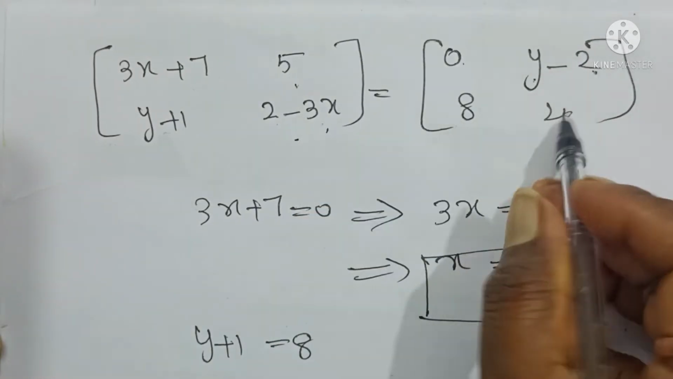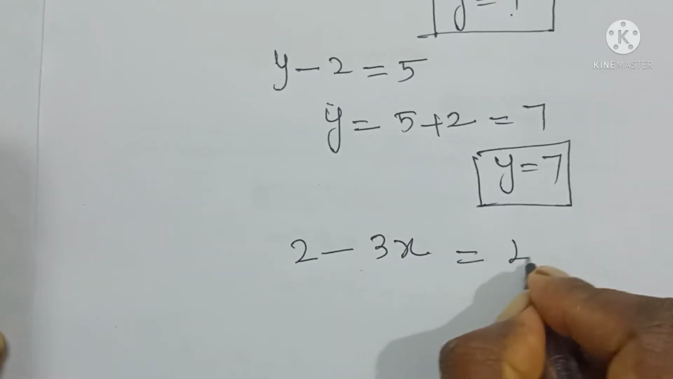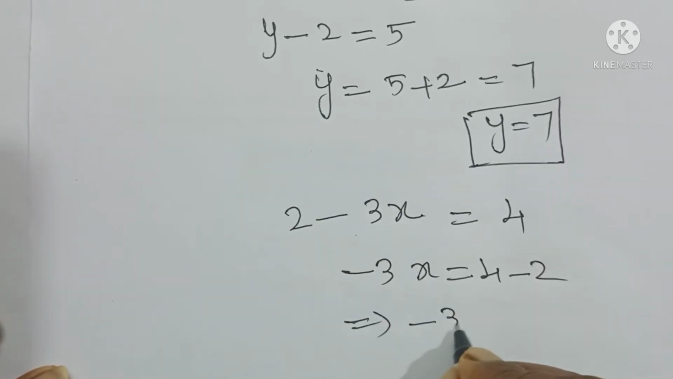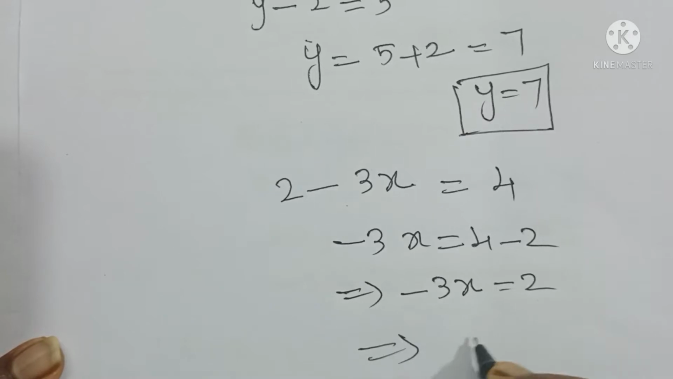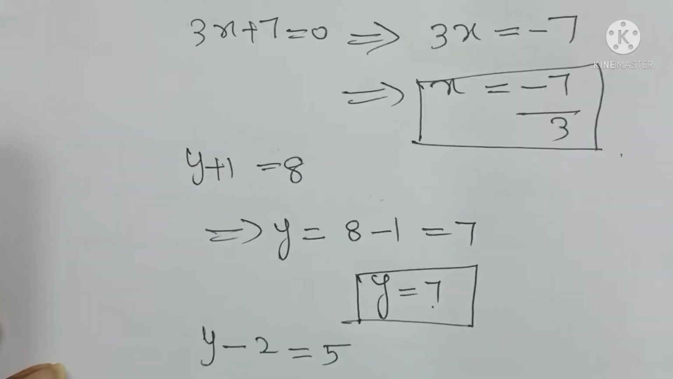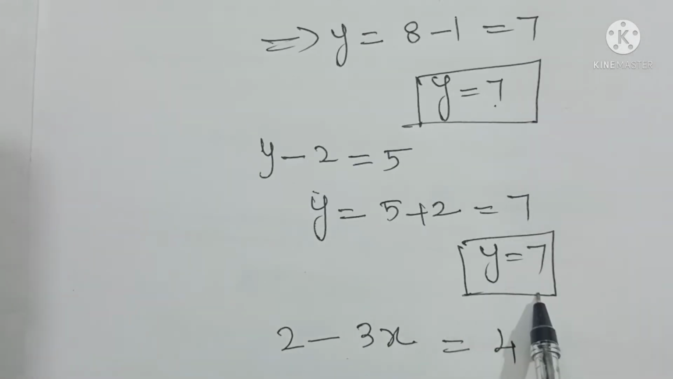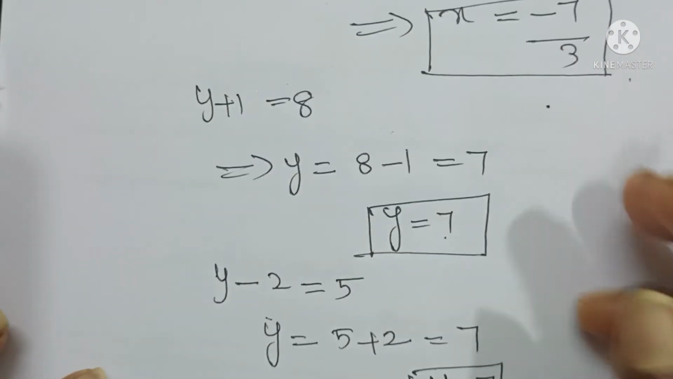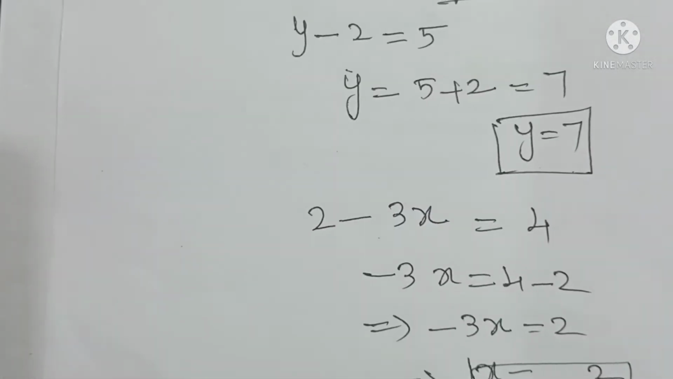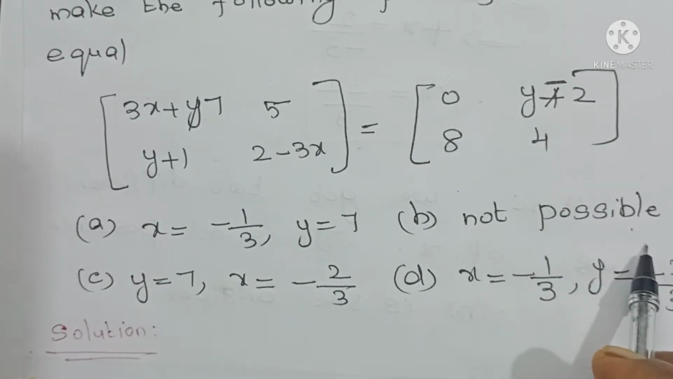Then here 2 minus 3x is equal to 4, correct? So 2 minus 3x is equal to 4. Minus 3x is equal to 4 minus 2. This implies minus 3x is equal to 2. So what is the value of x? Minus 2 by 3. So here another value and here another value. Two values of x we got. Here y is the same value, but we got two different values of x. It is not possible. So what is the option? Here not possible. So option B is correct.